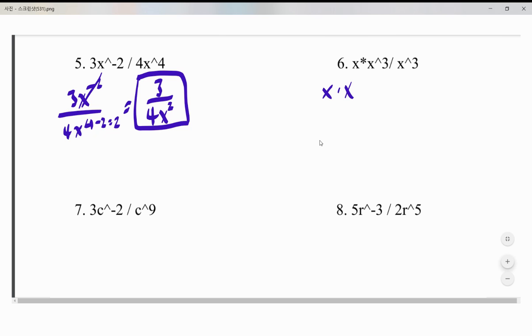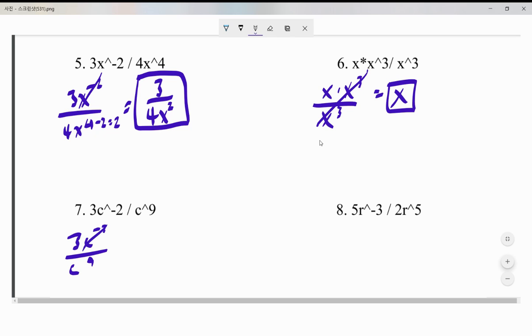Number 6 is x times x^3 over x^3. Look, whoa, x^3 goes out. Well, cross it out, which means you have just x. Cool. Next, 3c^-2 over c^9... subtract the exponents, and you get 3c over 7. Yep.